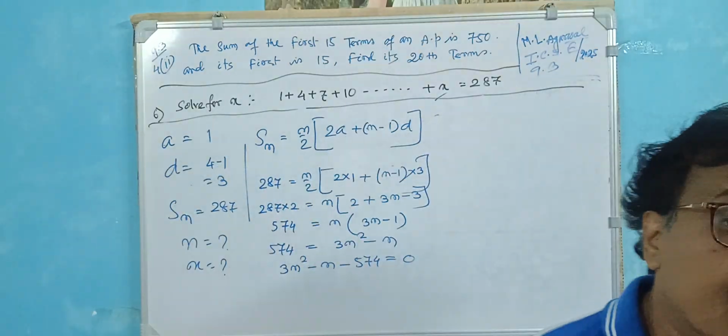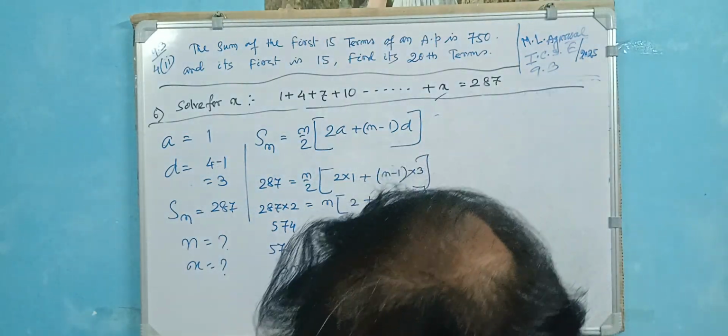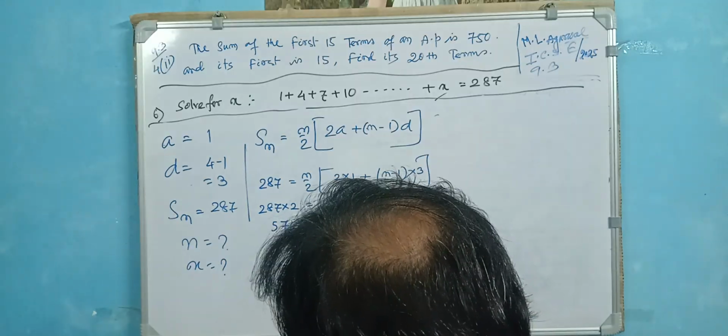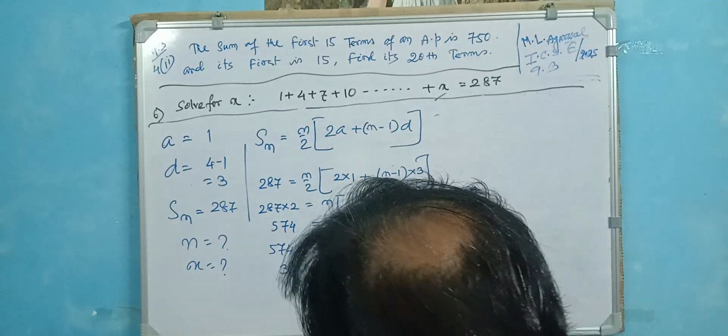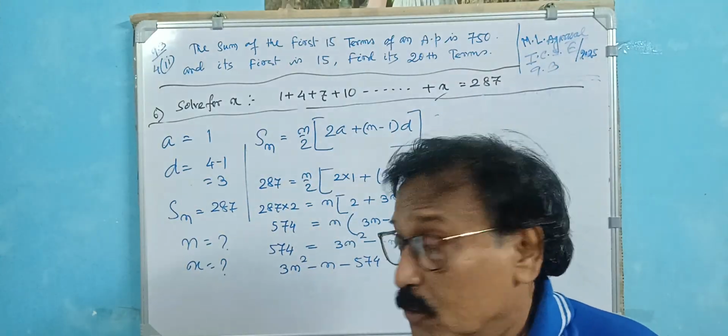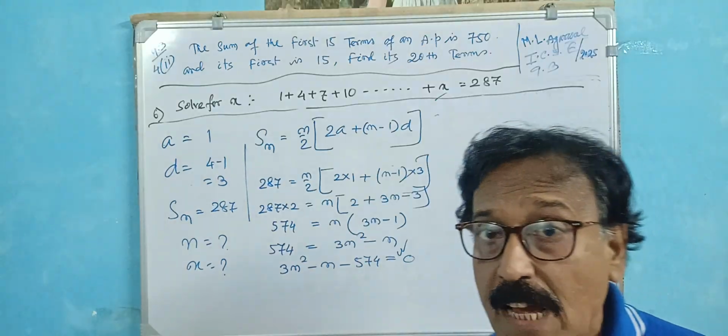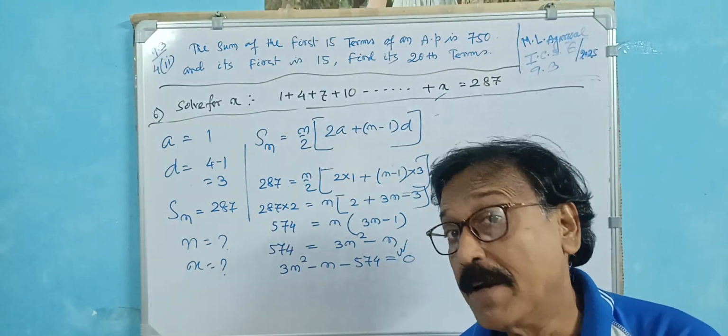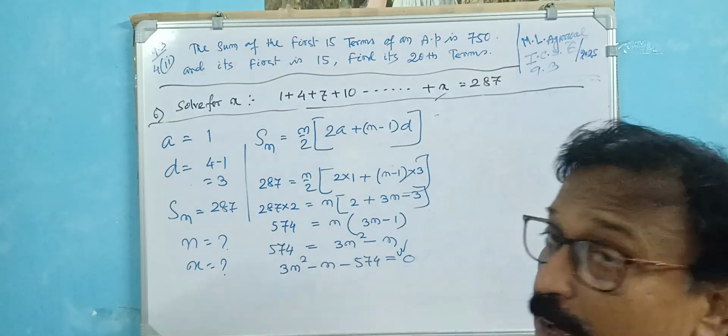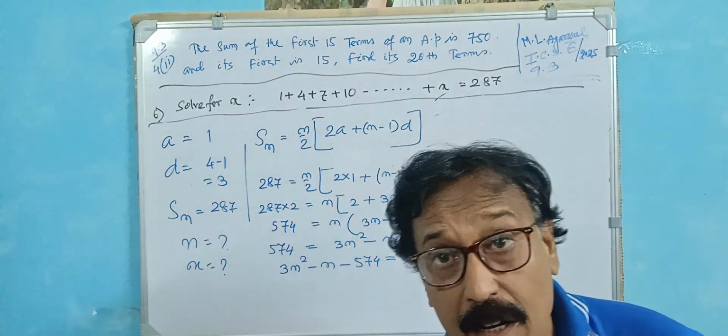This is a very interesting sum. 3n square minus n minus 574 equal to 0. So here is not the AP. This is totally a quadratic equation, and the middle term factor is needed to solve this sum. So what is the process of the middle term factor?